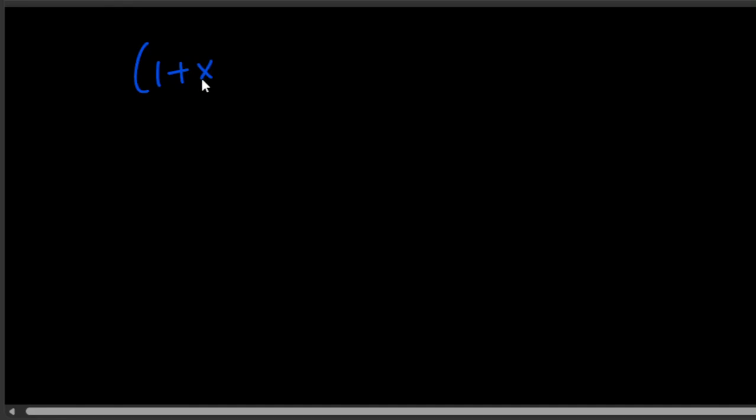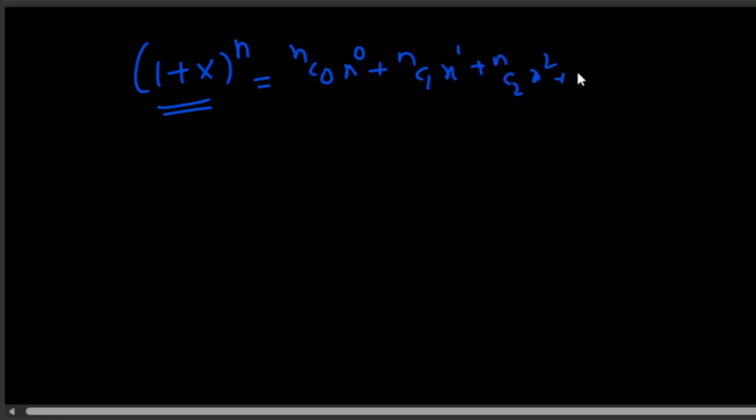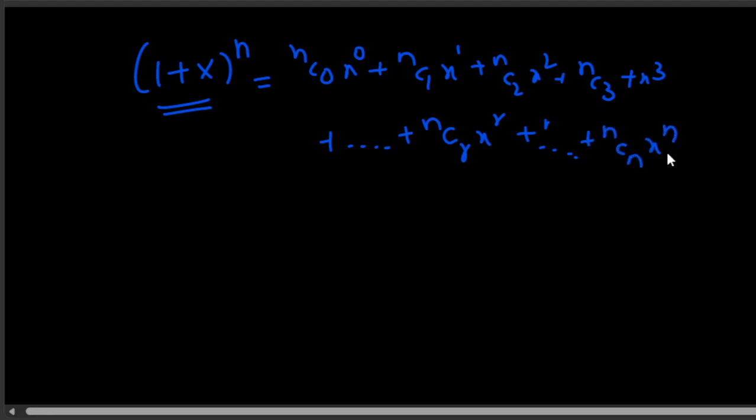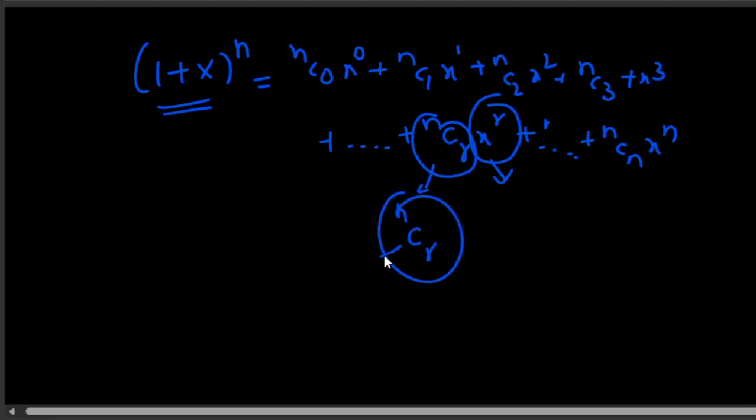So (1 + x) power n. This is the binomial expansion. If we expand this, it will be nC0 x power 0 plus nC1 x power 1 plus nC2 x power 2 plus nC3 x power 3, and nCr x power r, up to nCn x power n. So the coefficient of x power r is nCr. This C basically means combination.